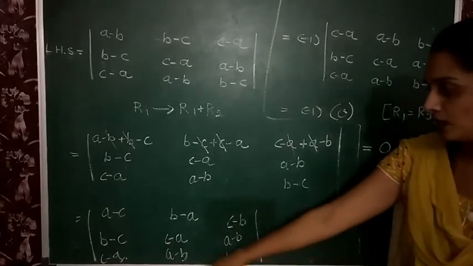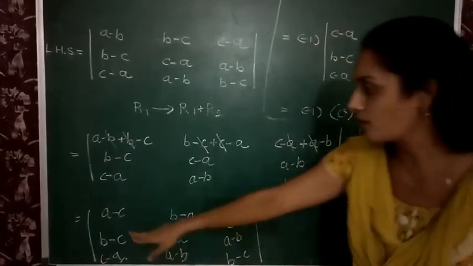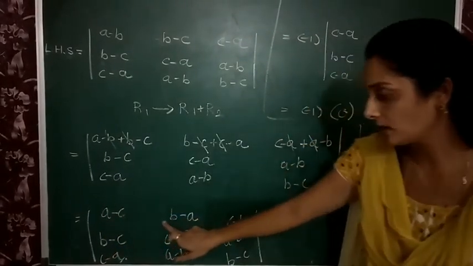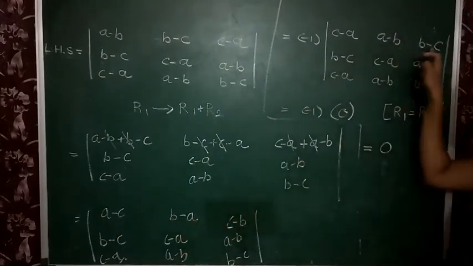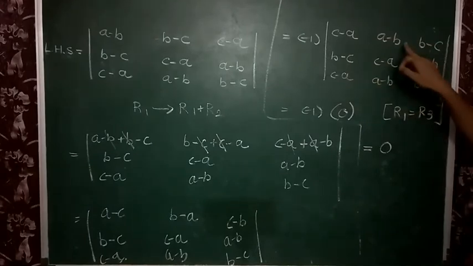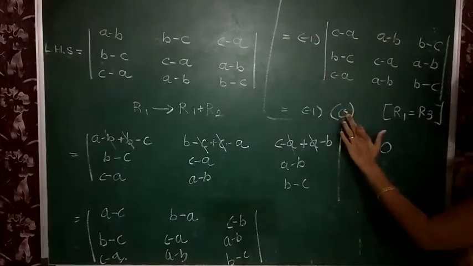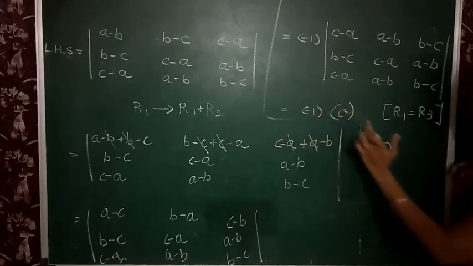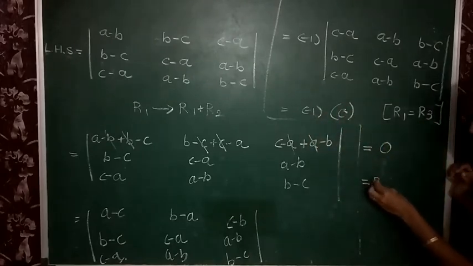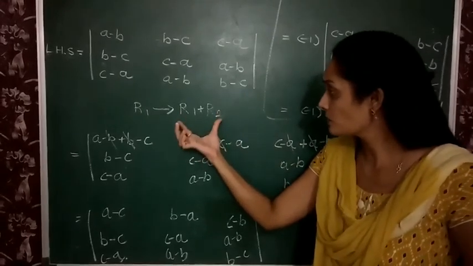Okay, again repeat, from first row we can take minus 1 common out. So here c minus a, here a minus b and here b minus c. So first and third row are identical. That means corresponding elements are same. And therefore by property 3, value of this determinant is 0. Minus 1 into 0 is equals to 0. So we can write LHS is equals to RHS. Okay.